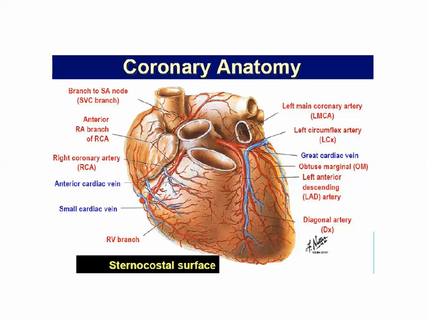First, we will start for who does not know about the coronary anatomy, just in brief. The heart has two surfaces: sternocostal surface and diaphragmatic surface. Sternocostal surface is mostly the anterior surface. Diaphragmatic surface is the inferior surface, inferior and posterior surface.